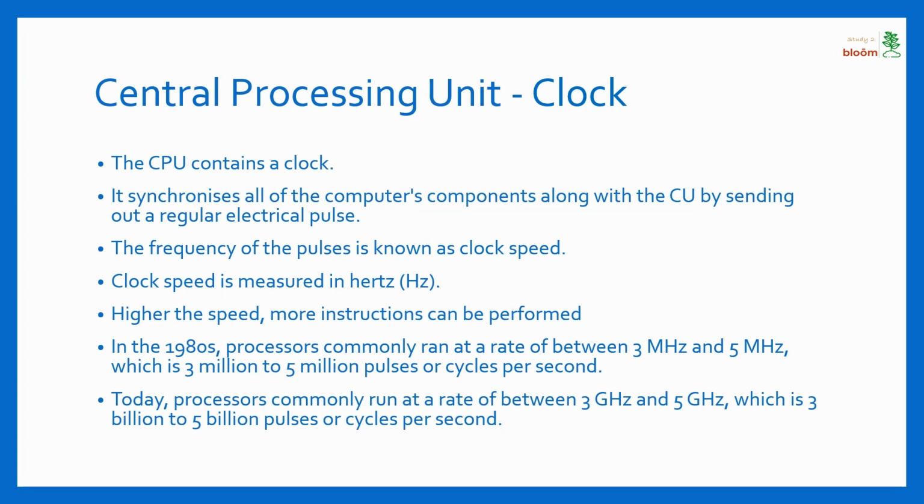To provide timing instructions, there should be a clock, and the CPU contains a clock. It synchronizes all the computer components along with the CU by sending out a regular electric pulse. The frequency of the pulse is known as the clock speed. It is measured in hertz. Higher the speed, more instructions can be performed. In earlier generations of computers, the processor commonly ran at 3 MHz, 5 MHz, but nowadays processors run at a rate of 3 GHz, 5 GHz.